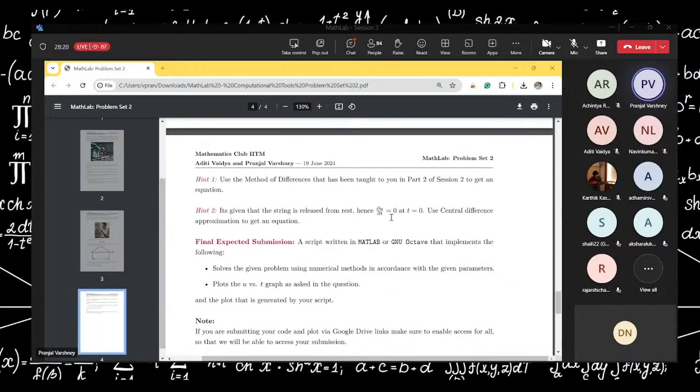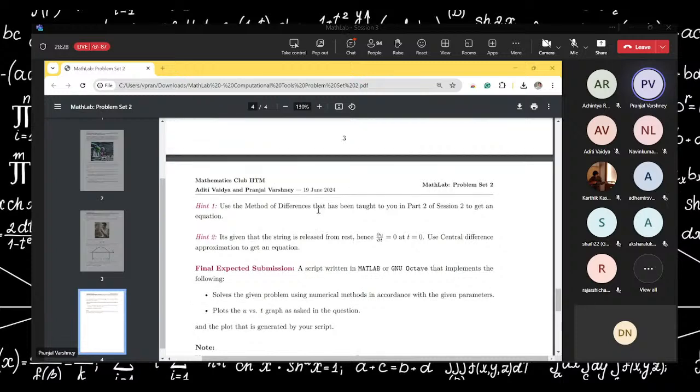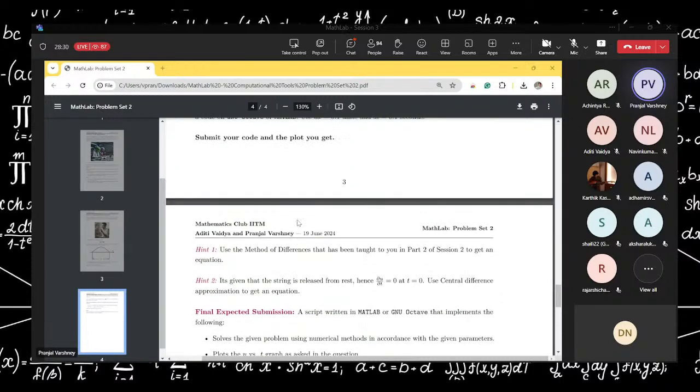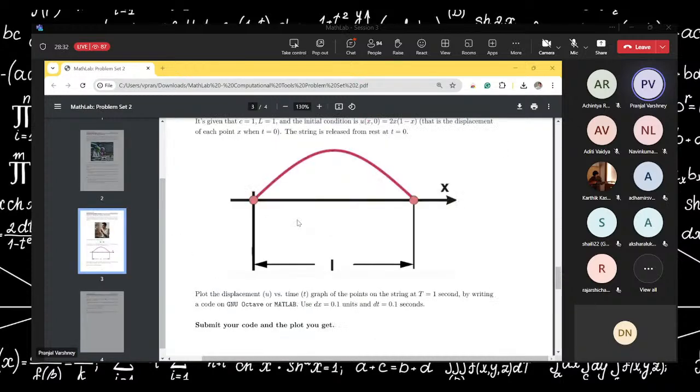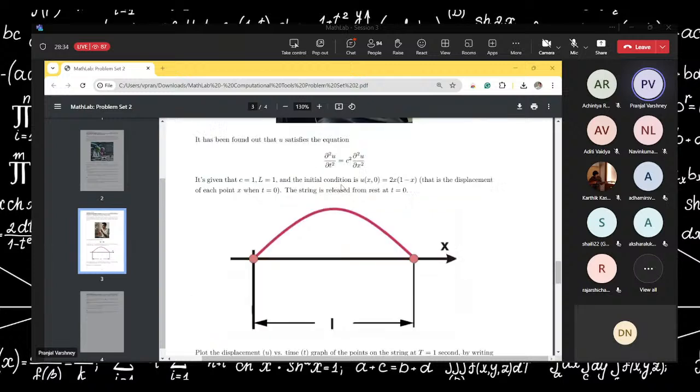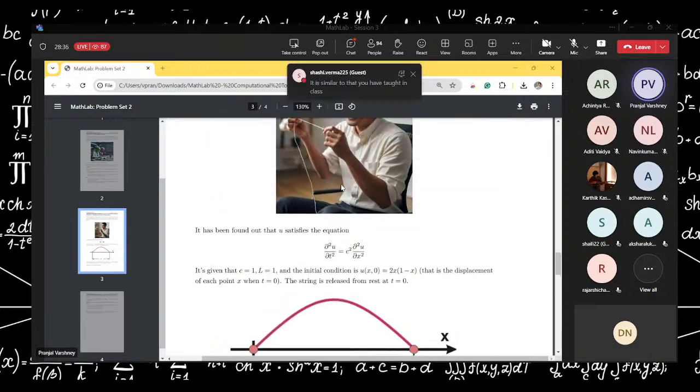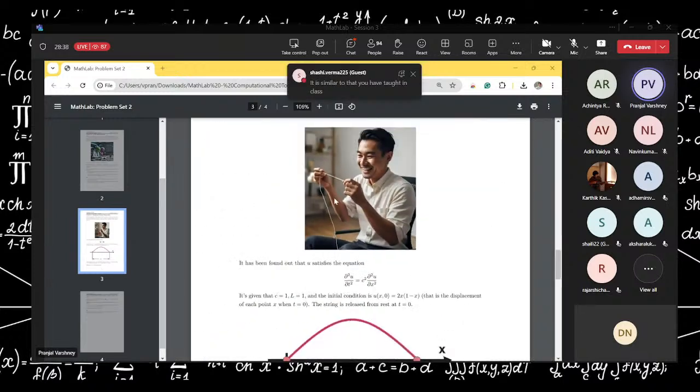∂u/∂t is equal to 0 at t equal to 0, right? The initial velocity will be 0, because I'm just leaving the string like that. So use the central difference approximation for that as well. So you'll have two initial conditions. You can use both of them to find all the successive rows. And the code for it is very similar to the one discussed in class.